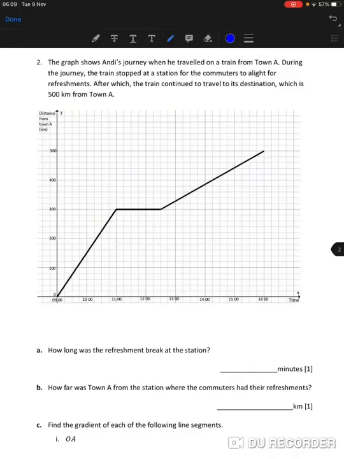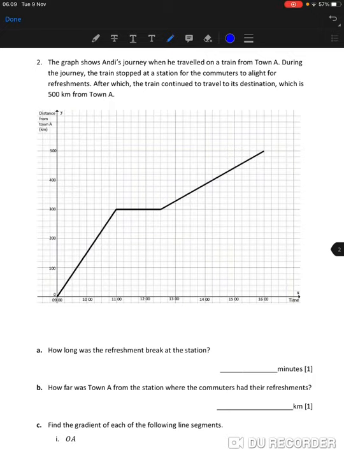Alright, now this time you need to read the graph here, guys. If last time you identified the gradient, the line equations, and the coordinates, now for number 2 we are going to read the graph.